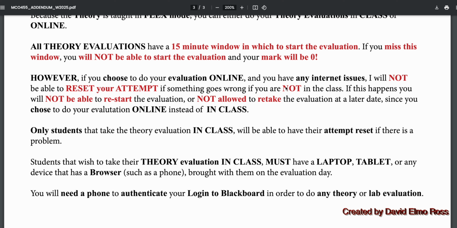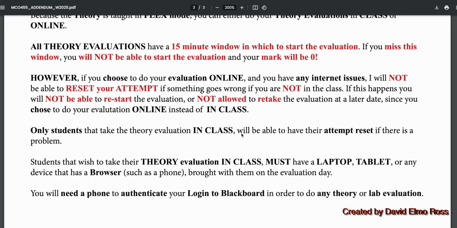If you choose to do it online and have any internet issues, I will not be able to reset your attempt, and if something goes wrong and you're not in the class, you're out of luck. If this happens, I will not restart your evaluation because I can't, and I'm not going to allow you to retake it at a later time because you chose not to physically be in the class.